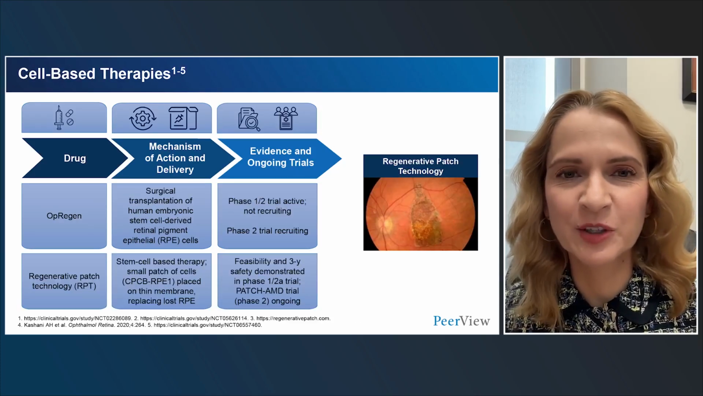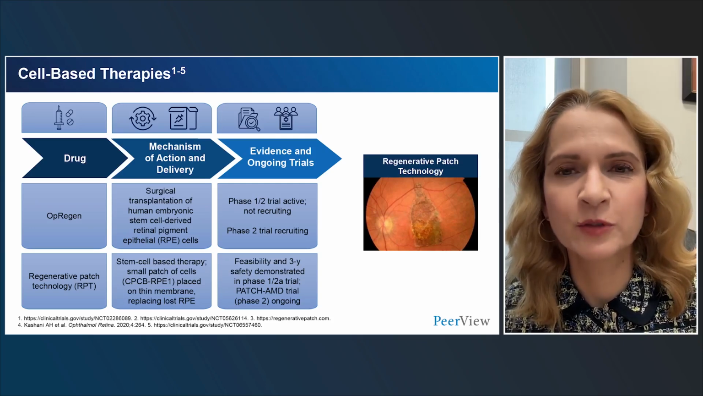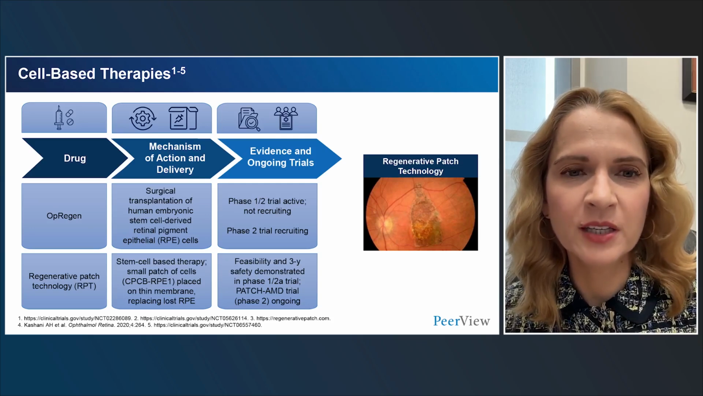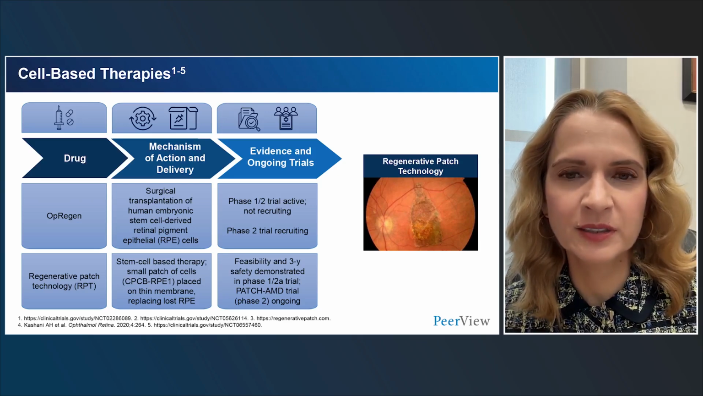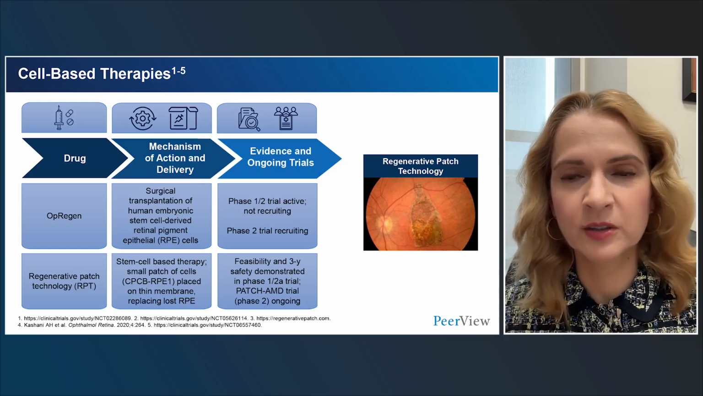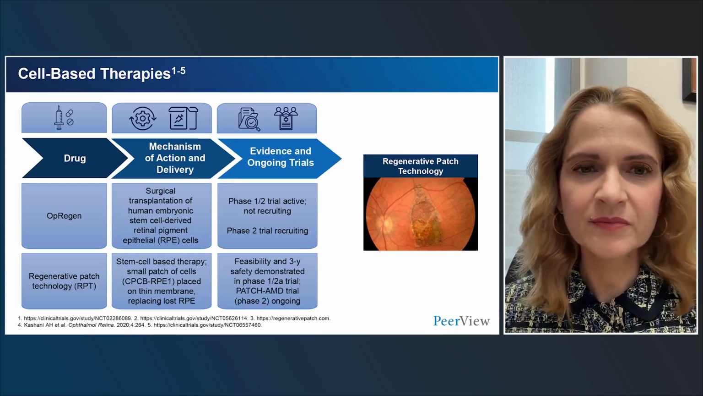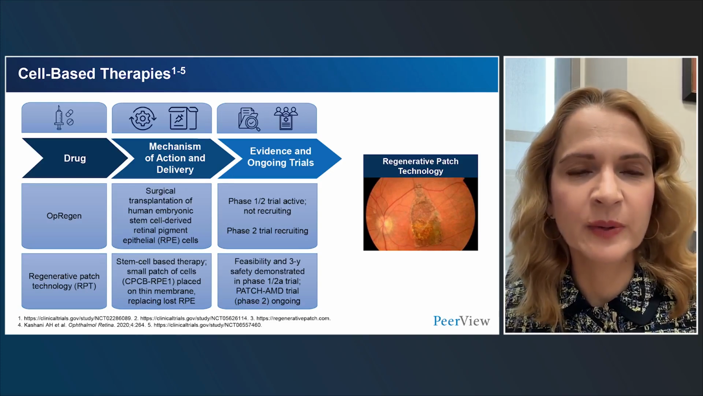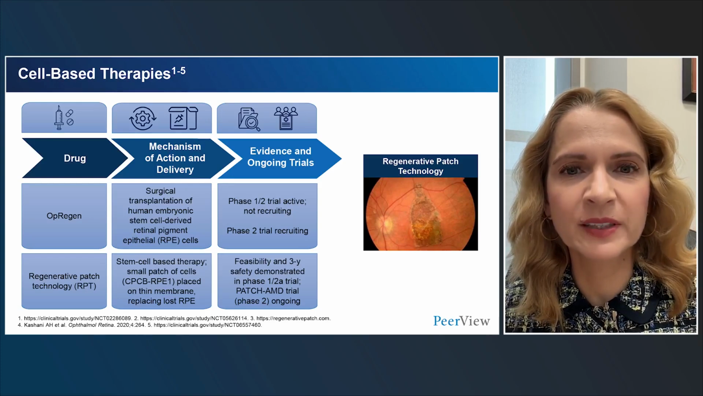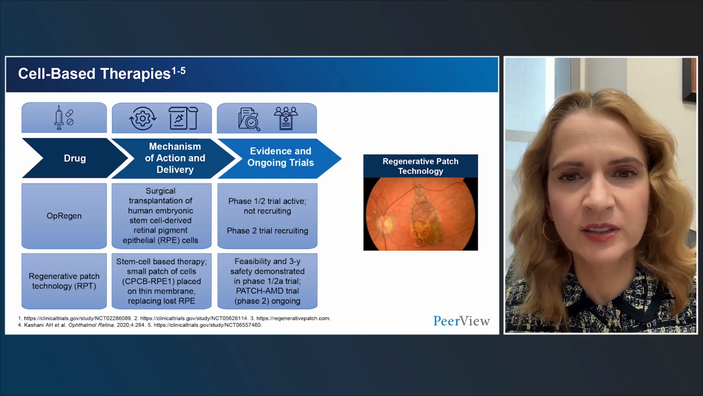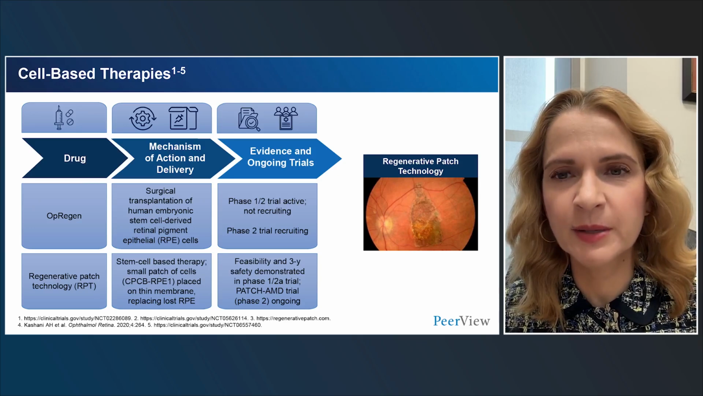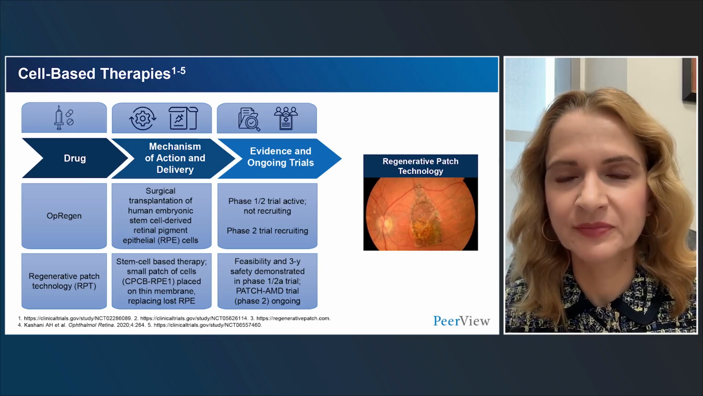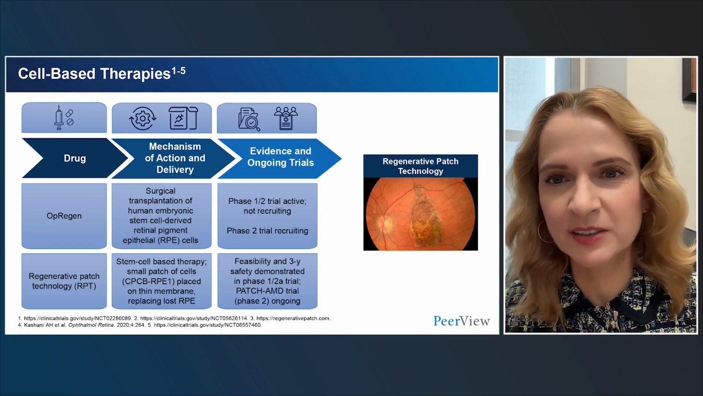Cell-based therapies are particularly exciting for our patients because they offer the hope for improved visual acuity. Oprigen is an example of one of these programs. It uses transplantation of human embryonic stem cell-derived RPE cells. These are surgically delivered in the subretinal space. The phase 2 trial is currently recruiting participants. Another program is regenerative patch technology with stem cell-based therapy of a small patch of cells placed on a thin membrane that replaces lost RPE. Its feasibility and 3-year safety were demonstrated in a phase 1 to 2A trial. The patch AMD phase 2 trial is currently ongoing.